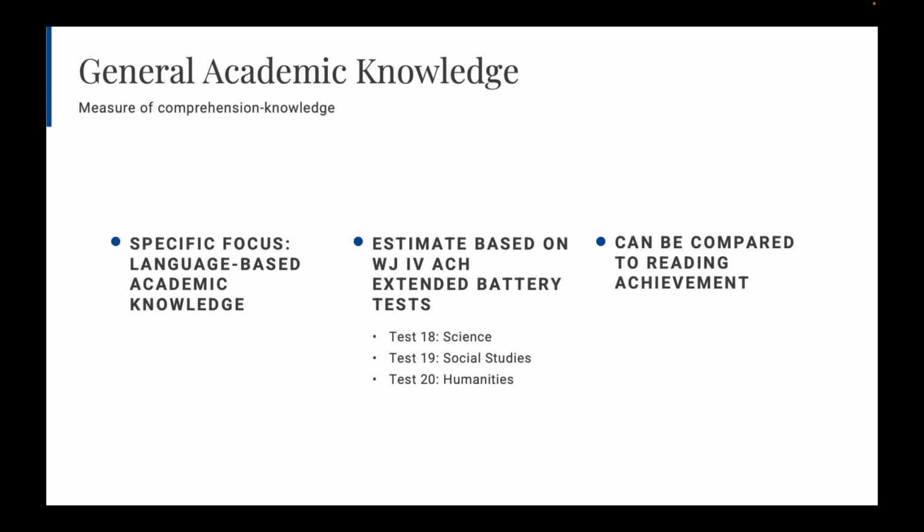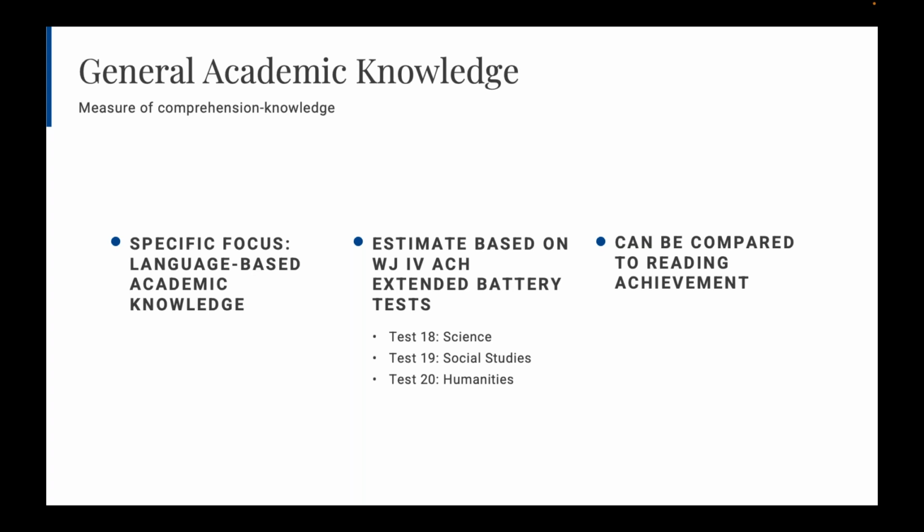And then lastly, since I know I'm coming up on the last minute, thank you all for sticking with me, I want to talk a little bit about general academic knowledge as well. This is another area that tends to be intact when we consider a dyslexic profile. And the general academic knowledge cluster is one that uses the last 3 tests of the WJ4 achievement extended battery: science, social studies, and humanities. And it's specifically a language-based academic cluster. And it's thought to be a really great measure of GC.